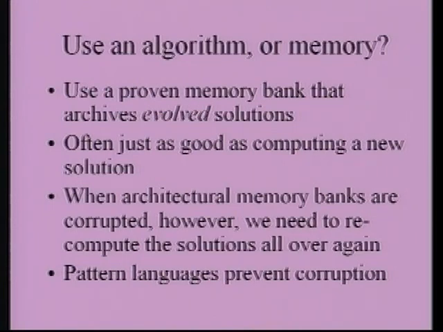If I want to build today, do I use an algorithm or memory? Actually, it's a very good question, and it doesn't make too much difference. If you use a proven memory bank that archives evolved solutions, it's often just as good to use an evolved solution as computing a new solution, because the evolved solution has computed itself over generations and generations, so it offers an adaptive design. That's what people did for generations and generations. However, when architectural memory banks are corrupted, as they are today, we need to recompute the solutions all over again. And pattern languages are a help against the corruption of the memory banks.